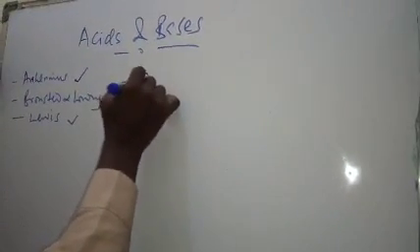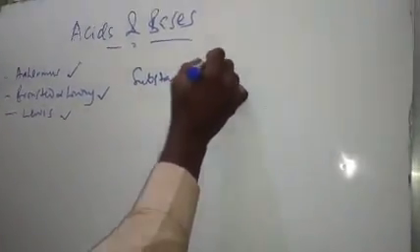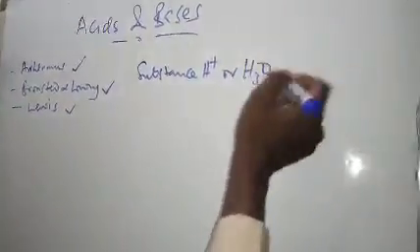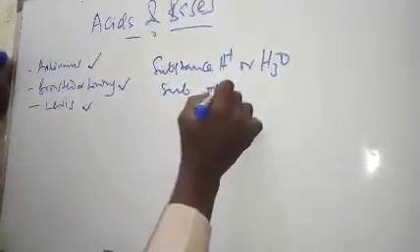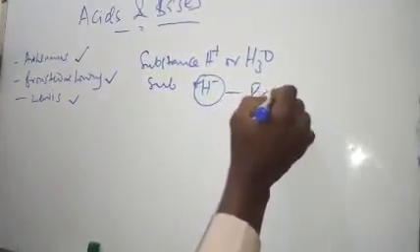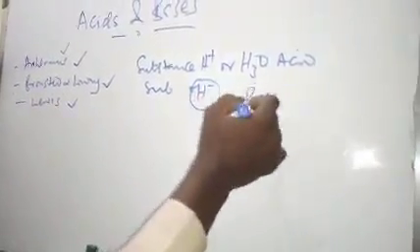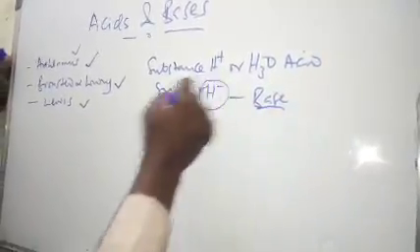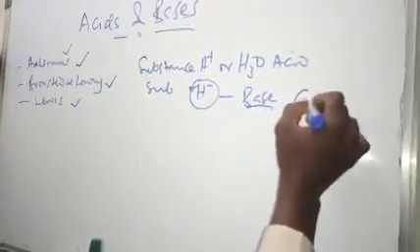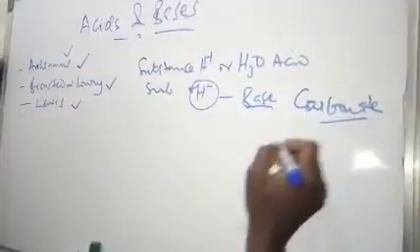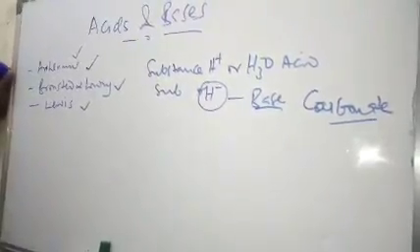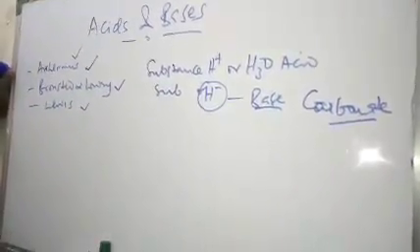He said acids are substances that have hydrogen ion or hydronium ion and can give it out in solution. Such substances are referred to as acids. And substances that have OH, the hydroxide ion, are referred to as bases. That is Arrhenius' definition. However, there are substances that behave like bases or alkali but don't have OH. Examples are the carbonates. They are basic in nature, but they don't have OH. That is the shortfall of Arrhenius' definition.